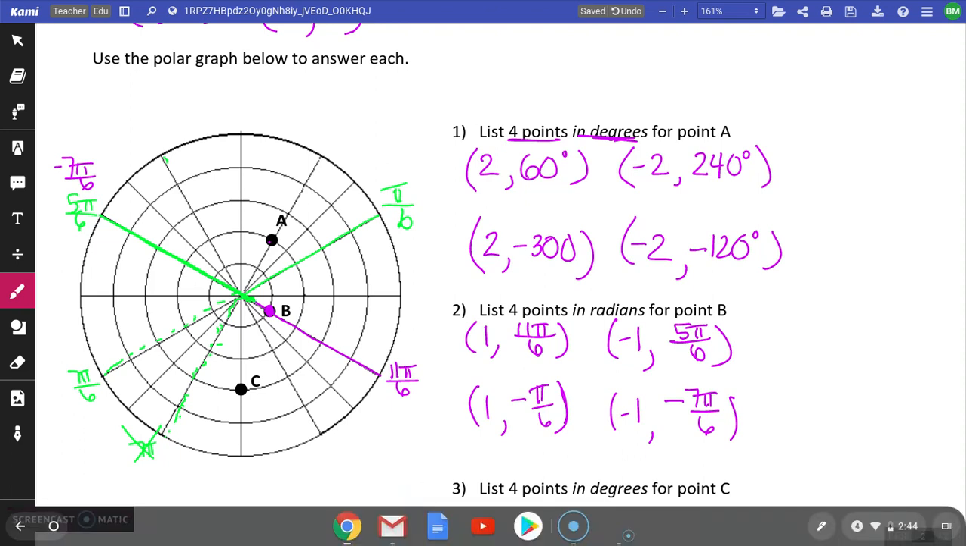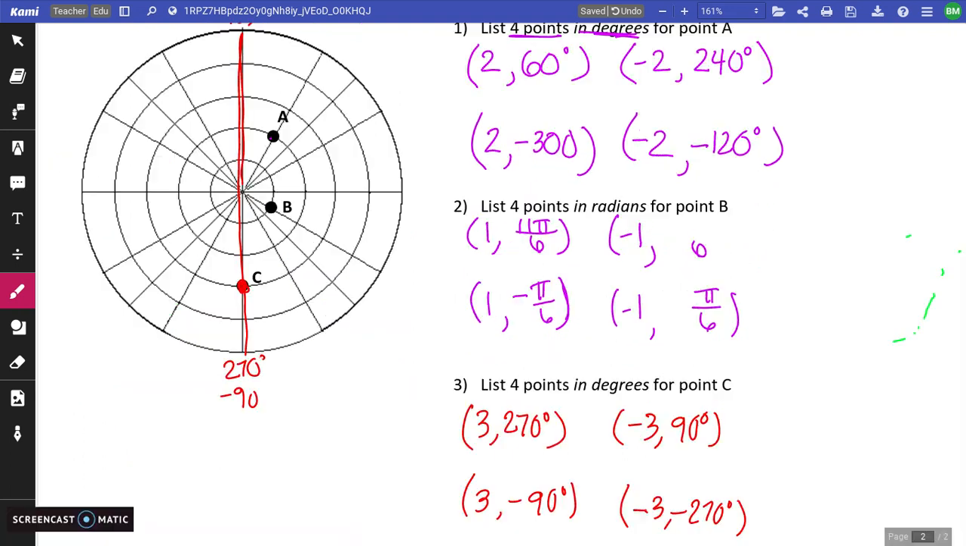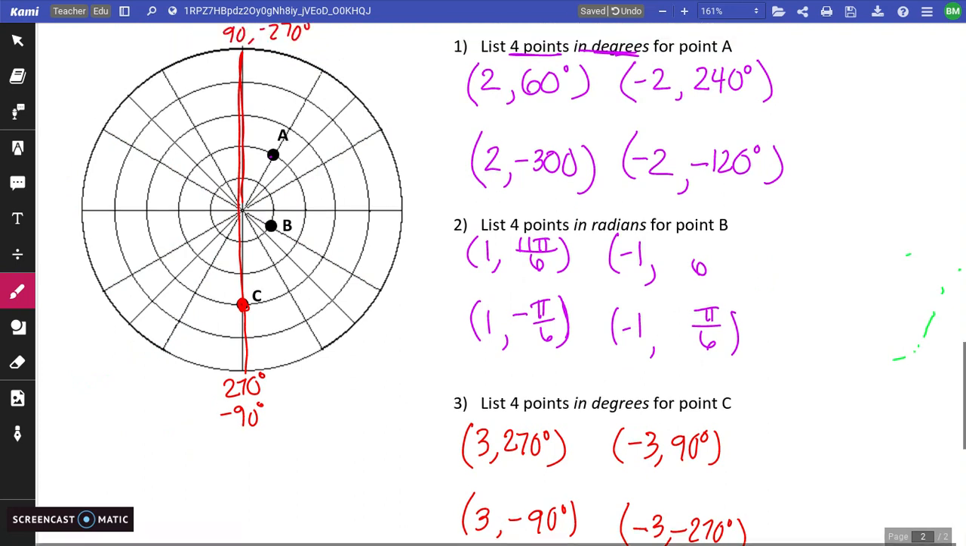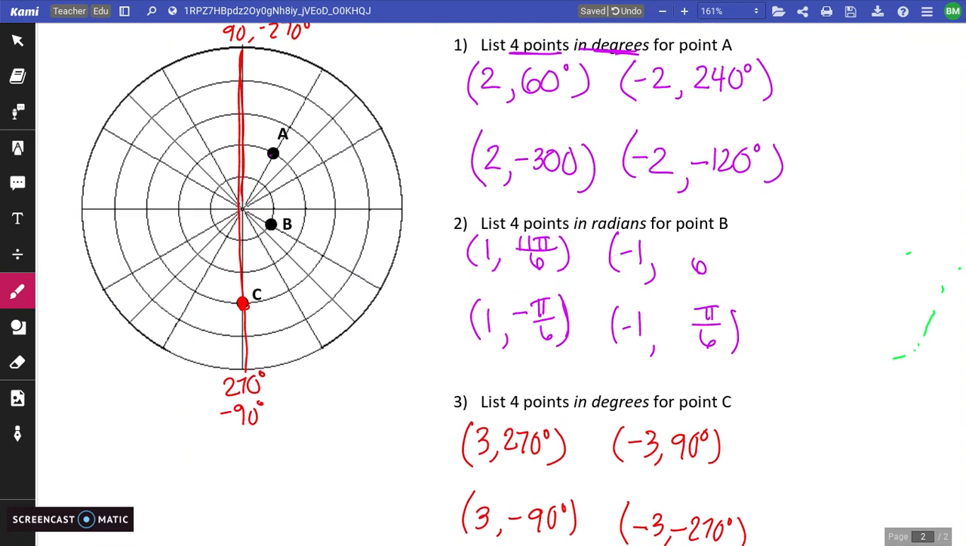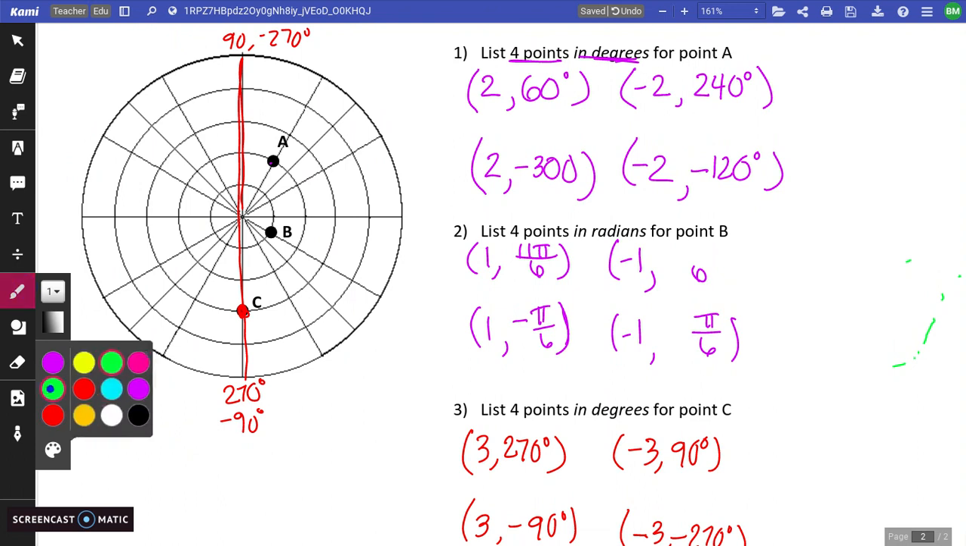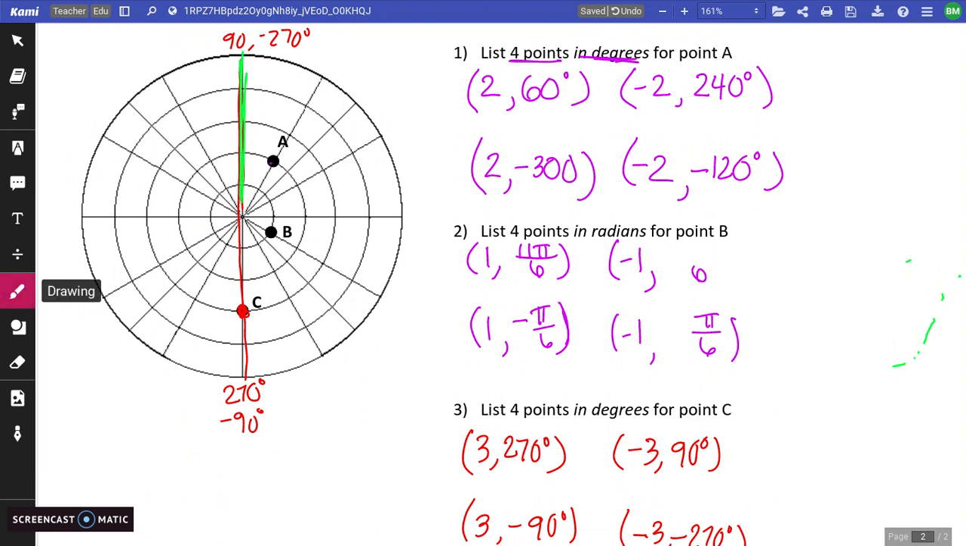For point C, now that was a 270-degree angle. So we're basically using 270 and 90 and negative 90 to write our 4 points here. So you can see my labeling up at the top. So remember, I want to go away from these top two angles and toward the bottom two angles.